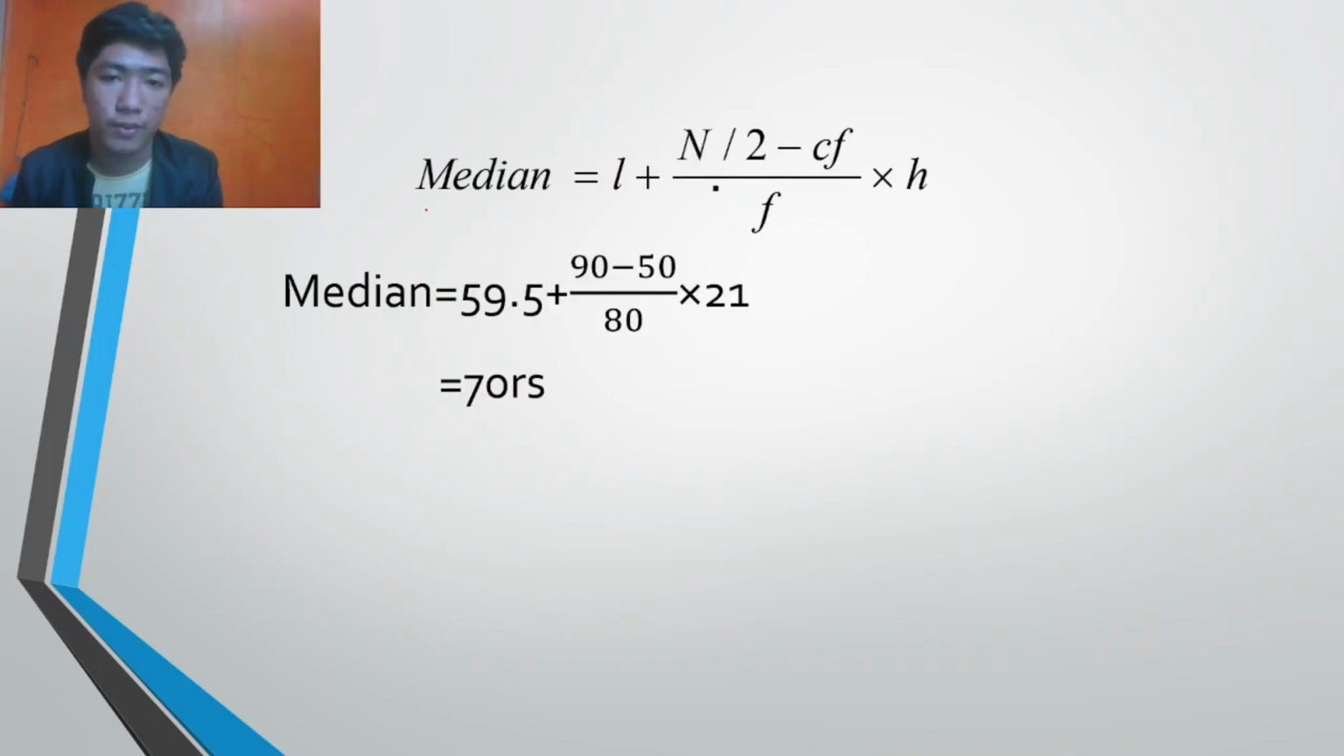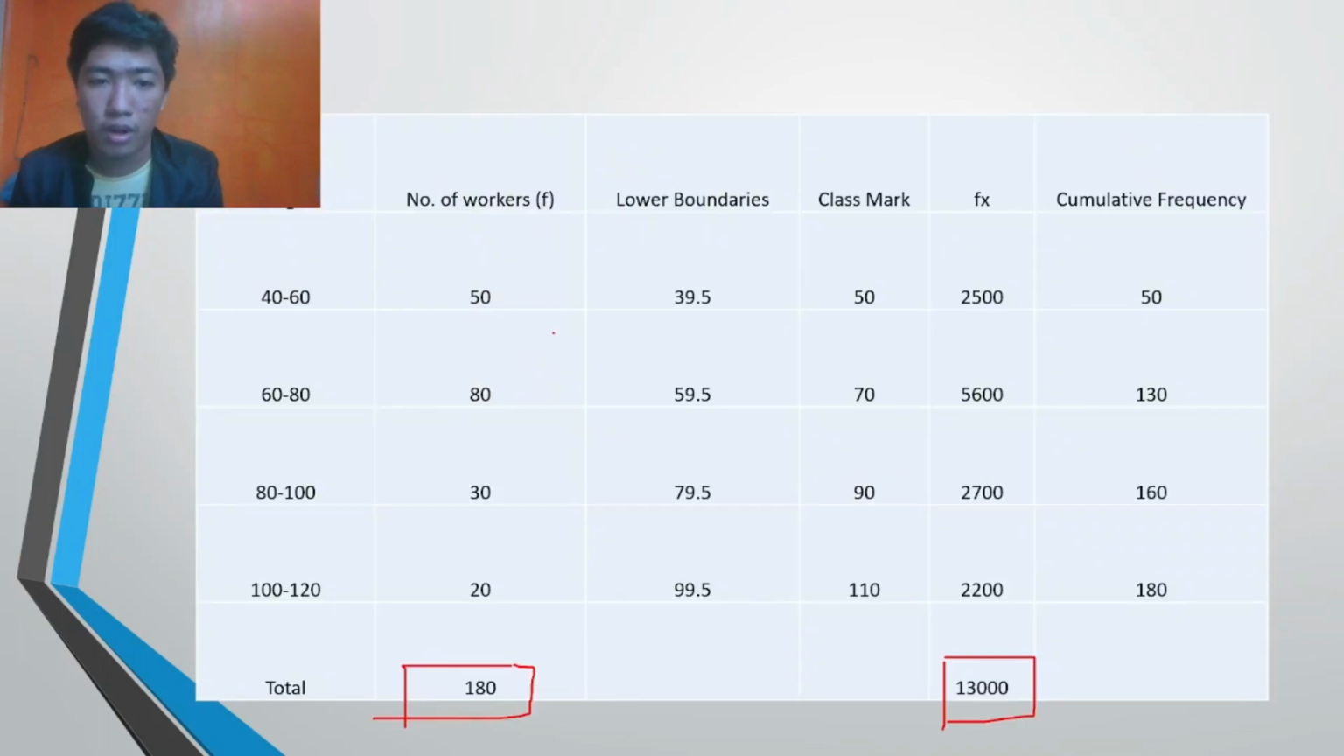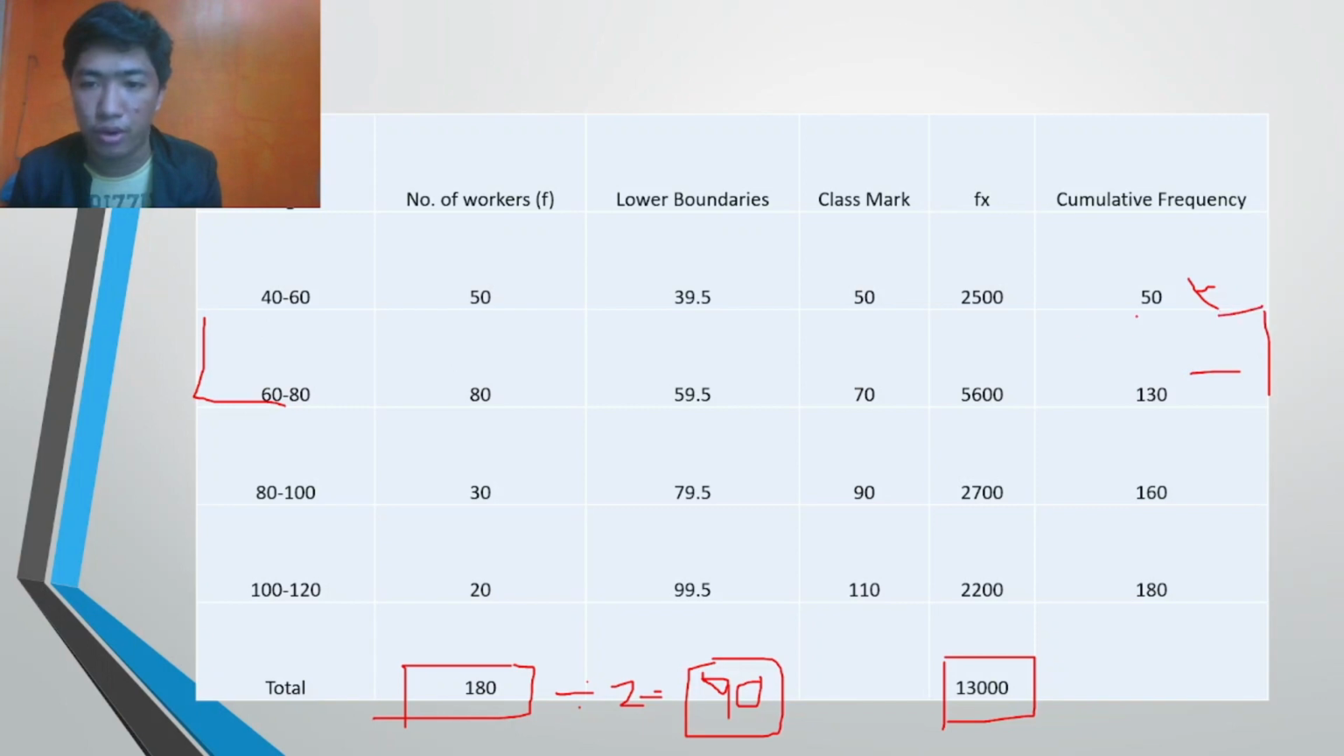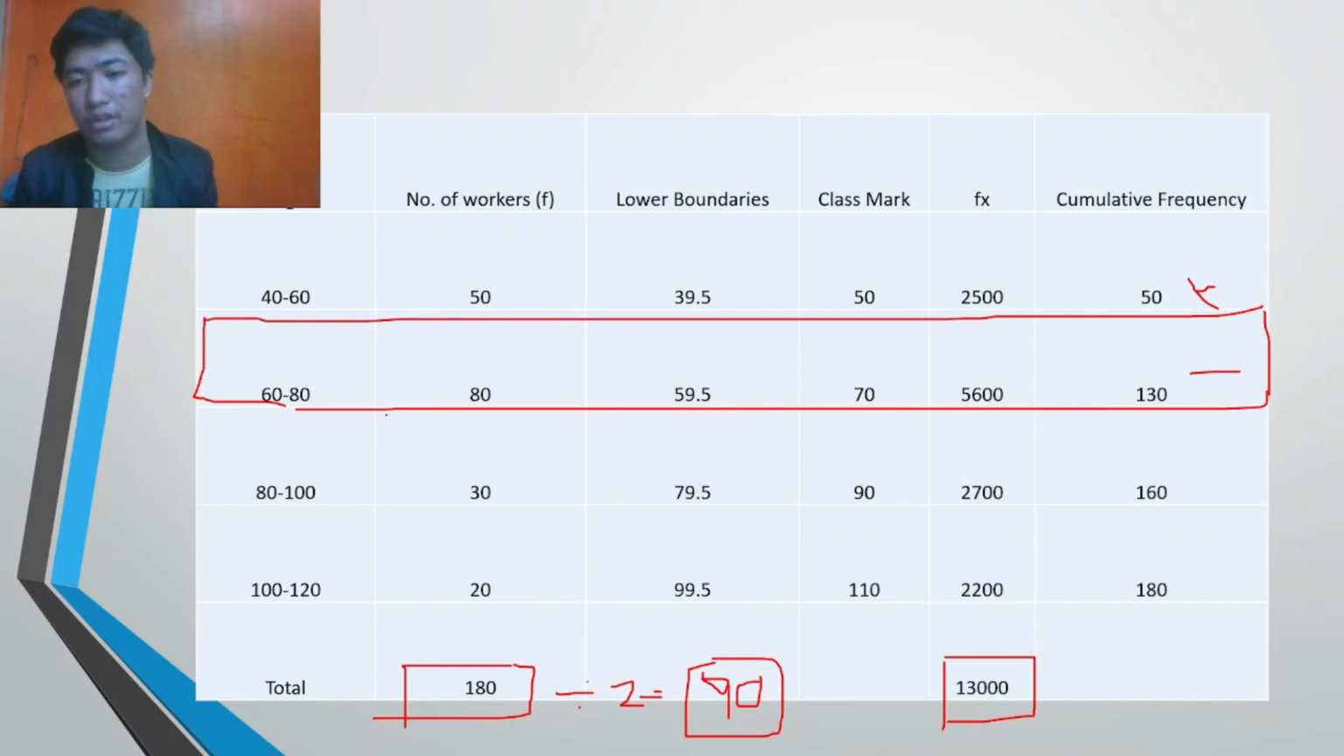To find the median again, we just find our median class. In order to find that, we just have to divide 180 by 2, which equals 90. This is our median. Then the class. In order to find the median class again, we just have to find the range of 90. In this case, the 50 is not, but the 130 is. So this row is our median class. This is the median class row.